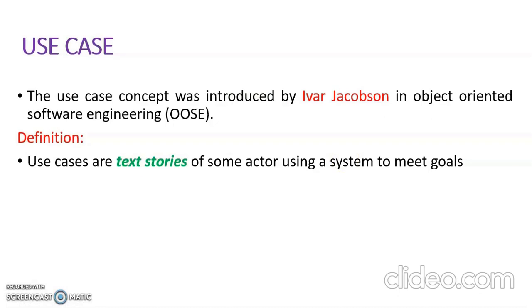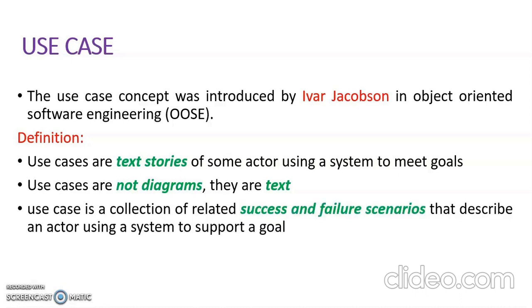The use case concept was first introduced by Ivar Jacobson, and its definition is: use cases are text stories of some actor using a system to meet the system goals. And one thing we have to keep in mind, the use cases are not diagrams, they are only text. And one more piece of information, the use cases can be represented using an oval symbol. And as the use cases are text scenarios, they may contain either a successful scenario or a failure scenario.